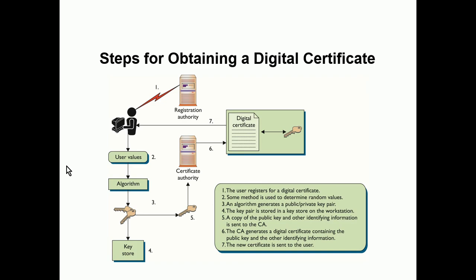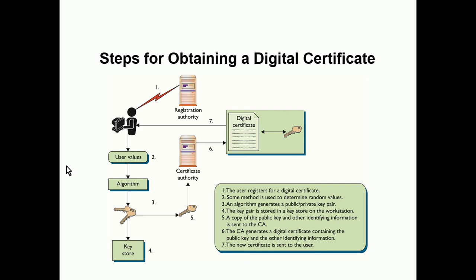So if you wanted to get a digital certificate, let's say you need to be able to present a certificate when you're doing encryption, so you need to obtain a digital certificate. The first step is you go to a registration authority and register for a digital certificate. Then you create a public and private key pair.